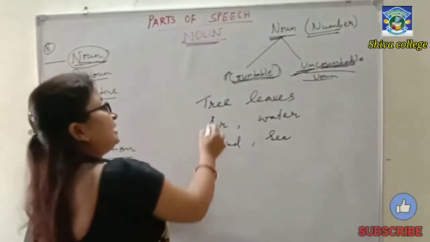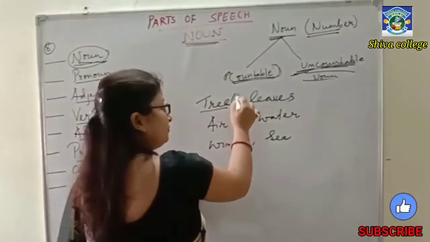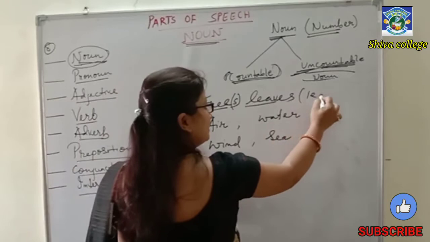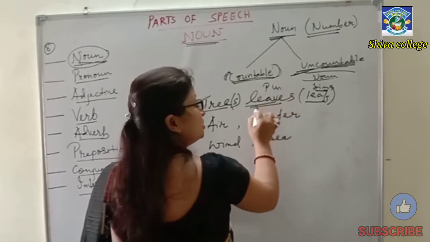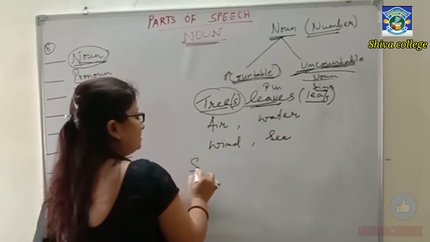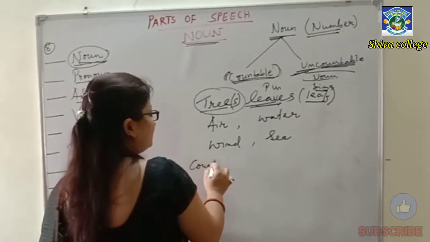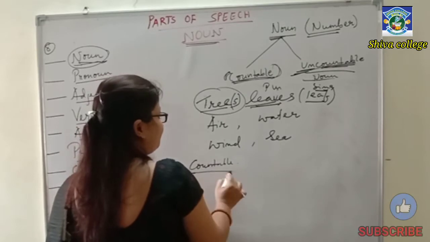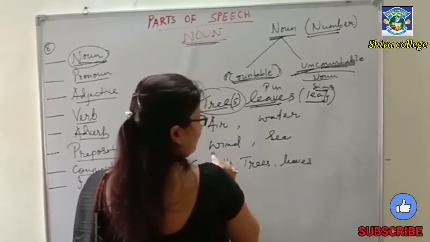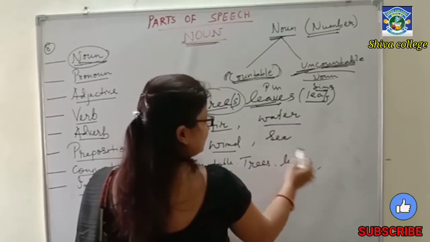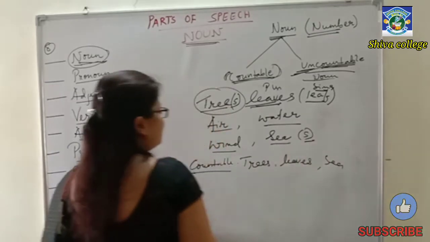Here we can see that tree is countable because we can count trees one by one. Also we will get its plural form, trees. Leaves: leaf is the singular form and leaves is the plural form. So leaves, trees come under countable. Wind, air, water, you cannot count. Sea, you can get the plural form seas. So sea is a countable noun.